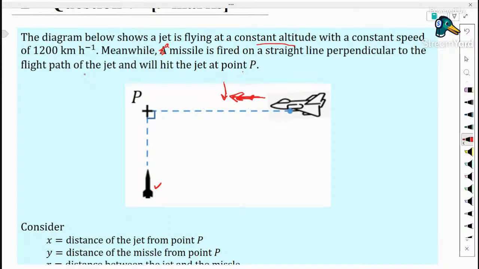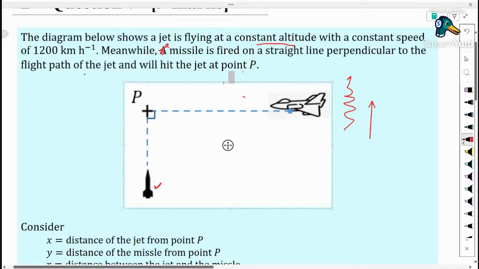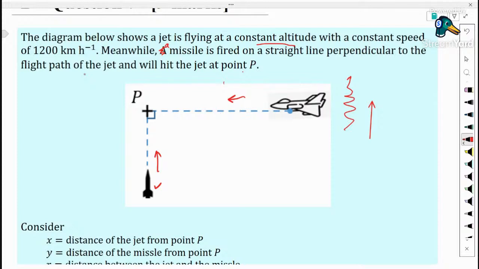Why is it considered a straight line? Because I believe the jet won't fly in a wavy way on the same altitude. It's supposed to fly in a straight line at the same altitude. So therefore it's a straight line here. And then, when the jet is flying forwards, a missile is shot in a straight line perpendicular to the path. The dotted line on top is the path of the jet. And by right, this missile will hit the jet at this particular point.